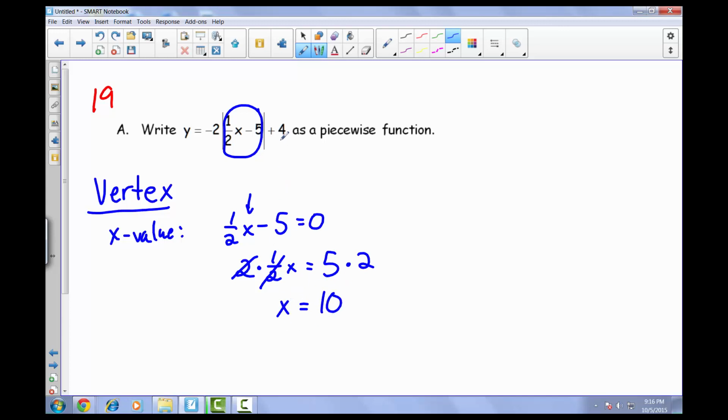And our y value is pretty easy to find. We literally just drop down this 4, and that becomes our y value. So it looks like our vertex is (10, 4). And that's really how you always find a vertex for an absolute value equation. Now, the reason why we would look for that vertex again is to really see where is that break.